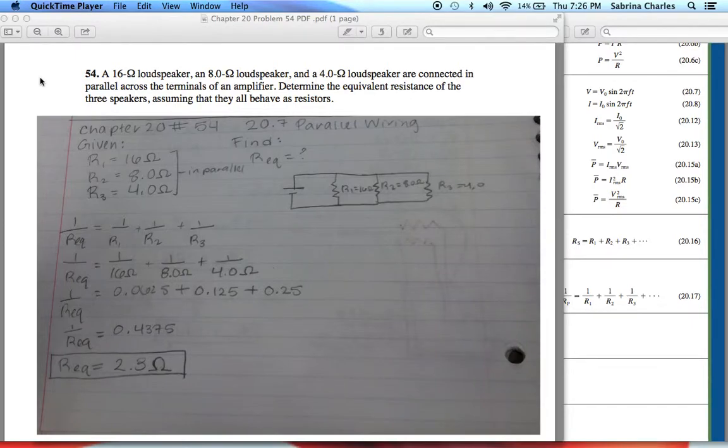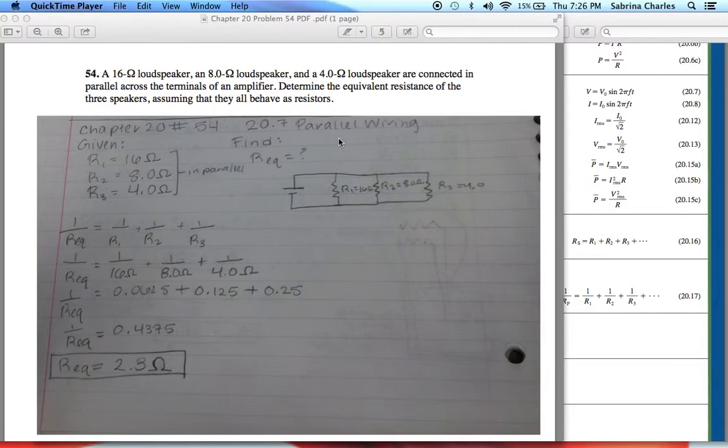Hello, I was assigned problem 54 from chapter 20. I like this problem because it allows me to learn about one of my favorite topics. So, the problem reads that a 16 ohms loudspeaker, an 8.0 ohms loudspeaker, and a 4.0 ohms loudspeaker are connected in parallel across the terminals of an amplifier. Determine the equivalent resistance of the three speakers, assuming that they all behave as resistors.